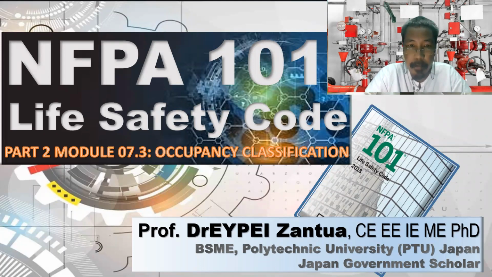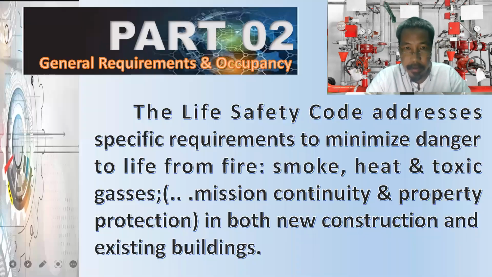In this module 7, which discusses occupancy classification, we will go to submodule number 3. And let's start with the objective of the code, which addresses specific requirements to minimize danger to life from fire. Meaning, it involves smoke, heat, and toxic gases. And in doing so, this code provision also provides for mission continuity and property protection in both new construction and existing buildings.